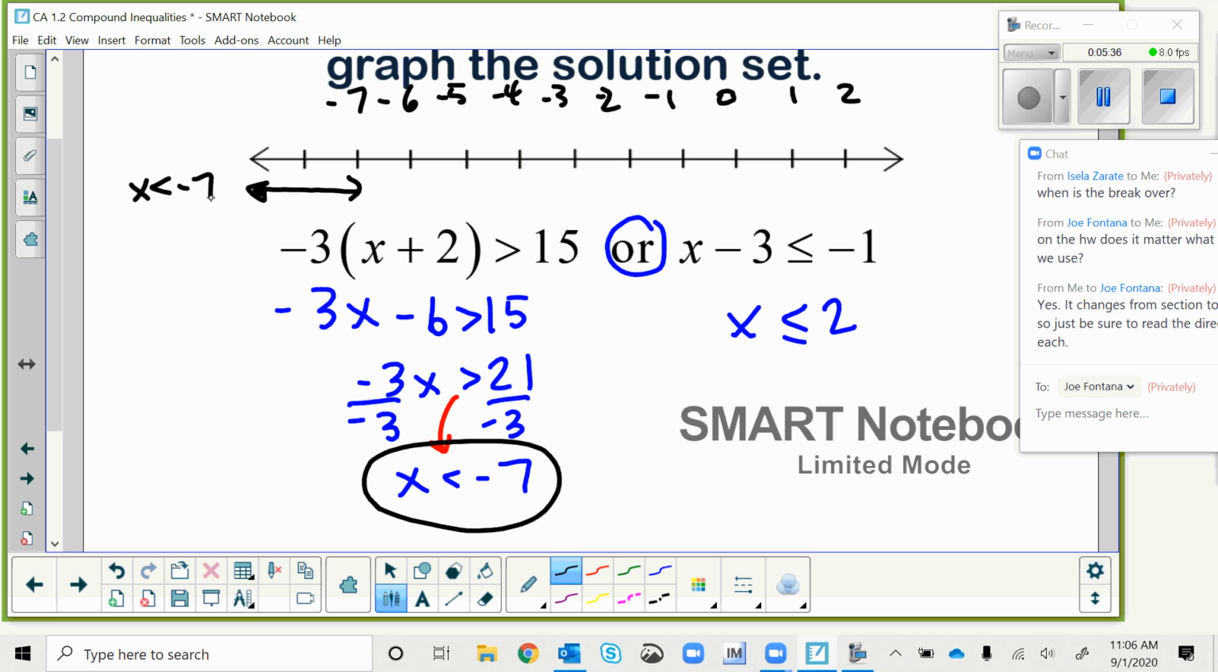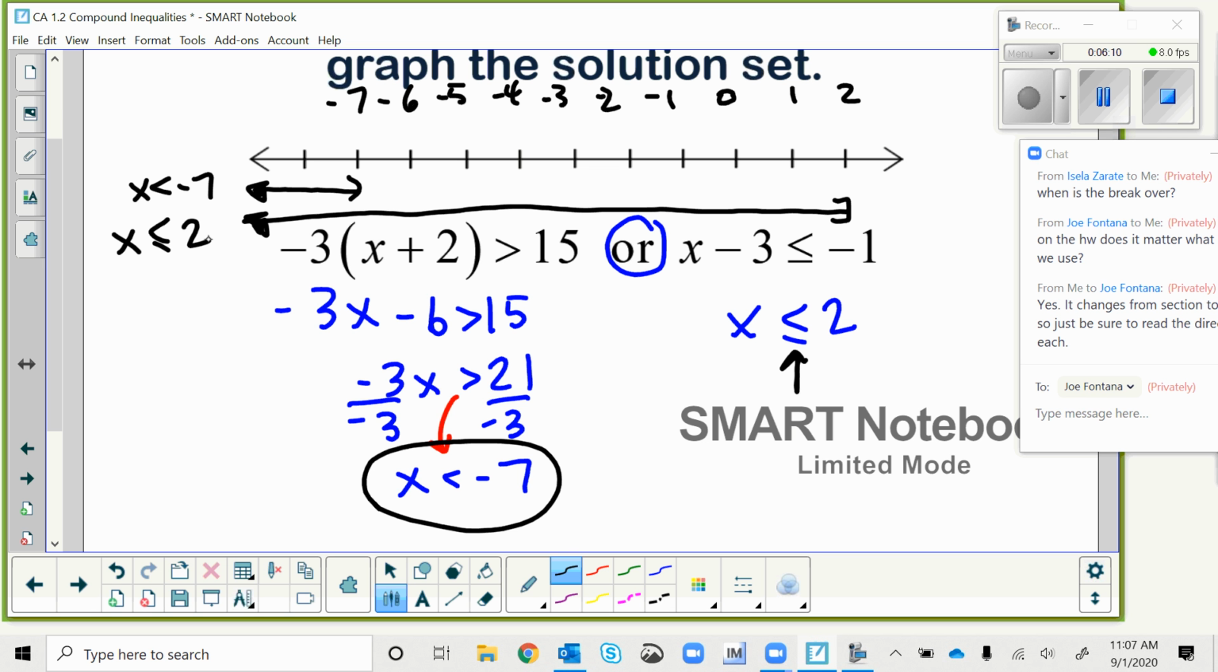And x less than or equal to 2, I'm going to put that underneath so we can see them separately. So here's 2 over here. The equal bar means that 2 gets a bracket, and everything less than that. So there are the two pictures I'm considering for those two separate inequalities.